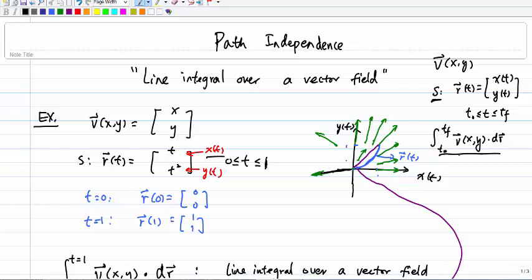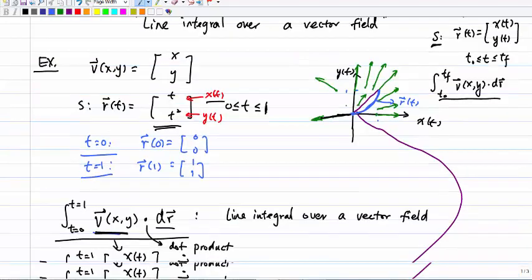For example, V(x, y) is given by (x, y). This is my vector field, and s is given by r(t), which is (t, t squared), and of course t goes from 0 to 1, which means I'm starting from (0, 0). If I draw the line, it starts from here, takes a curve, and goes to (1, 1). So the starting point is (0, 0) and the ending point is (1, 1).